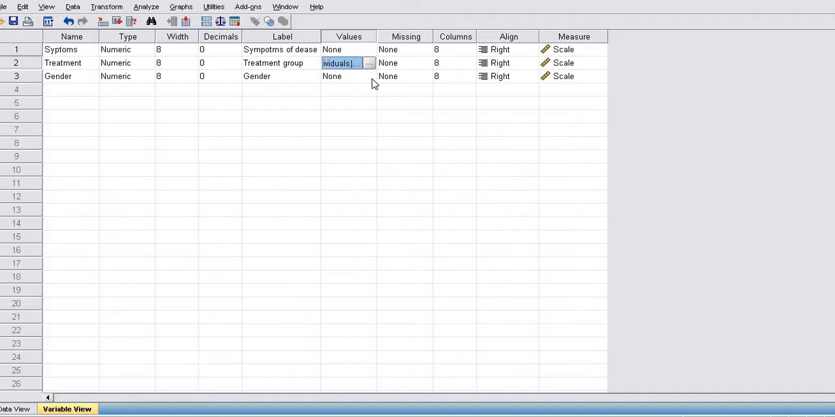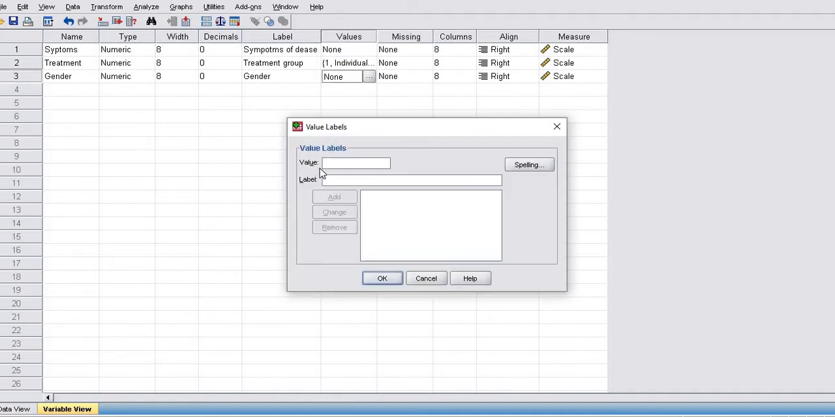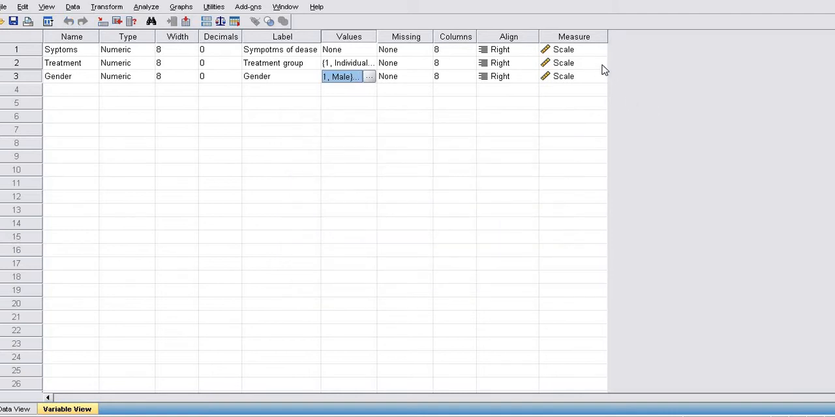Okay. And gender is divided into 1 for male and 2 for female. Add it. Okay. The last two are nominal scales. Now data view.